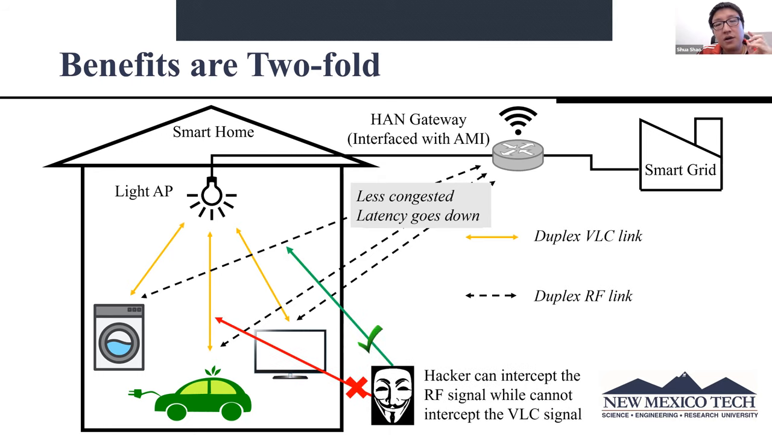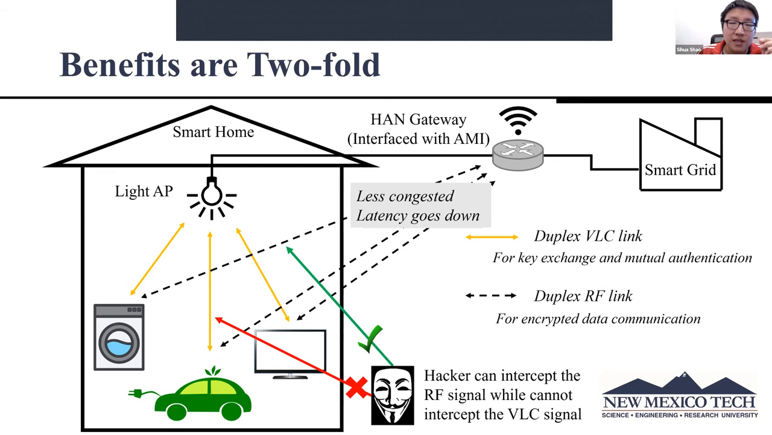The second benefit: consider a hacker outside your room trying to intercept your wireless signal. They can intercept the Wi-Fi or the radio frequency one, but they cannot intercept the visible light one. That is a protection enabled by the visible light communication channel. Based on this feature, we can consider using the VLC link for sensitive data exchange, for example key exchange and mutual authentication, while leaving the conventional radio frequency link to do the encrypted data communication that is more bulky, for example the video data segment and the audio data segment. Next, we will explain this twofold benefit separately.